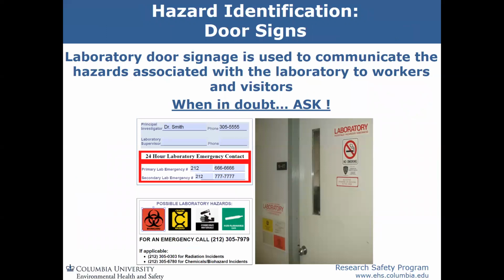Okay, so hazard identification door signs. Door signs are meant to communicate the potential hazards inside a laboratory to workers and emergency responders. It is typically safe to enter a laboratory, but if you're not confident entering, knock and ask the workers if it is safe to come inside. You'll see that emergency contact information is on most laboratories in the form of the sign that you see in the slide, and also the possible laboratory hazards.